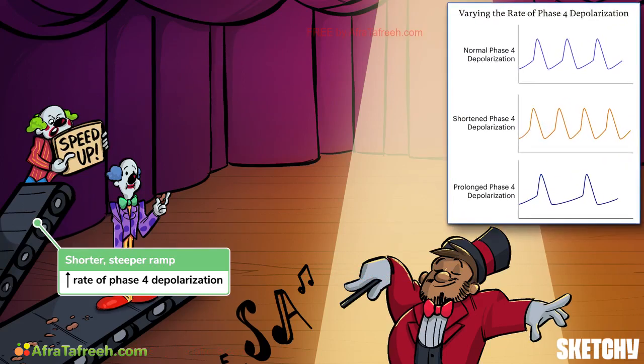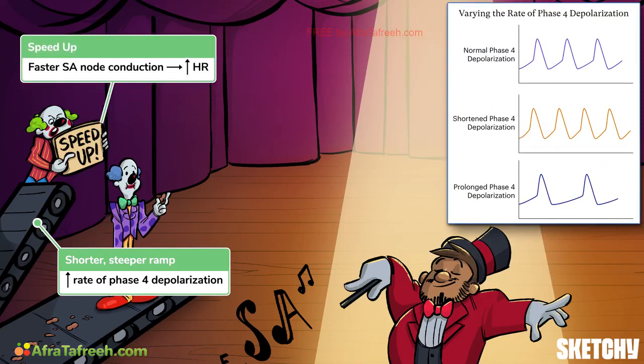A quickened phase 4 depolarization leads to faster SA node conduction, which is why our clown here is holding up this sign for the conductor, cueing him to speed up. The quicker you get through phase 4, the quicker you can fire that action potential, conduct that action potential through the heart, and pump blood out of the heart. On the flip side, prolonging phase 4 reduces the rate of spontaneous depolarization, slowing down the heart.